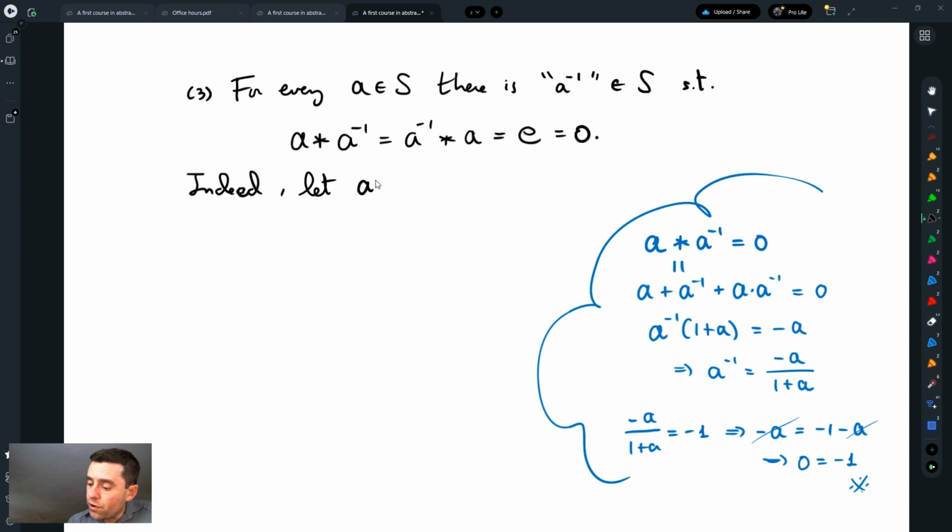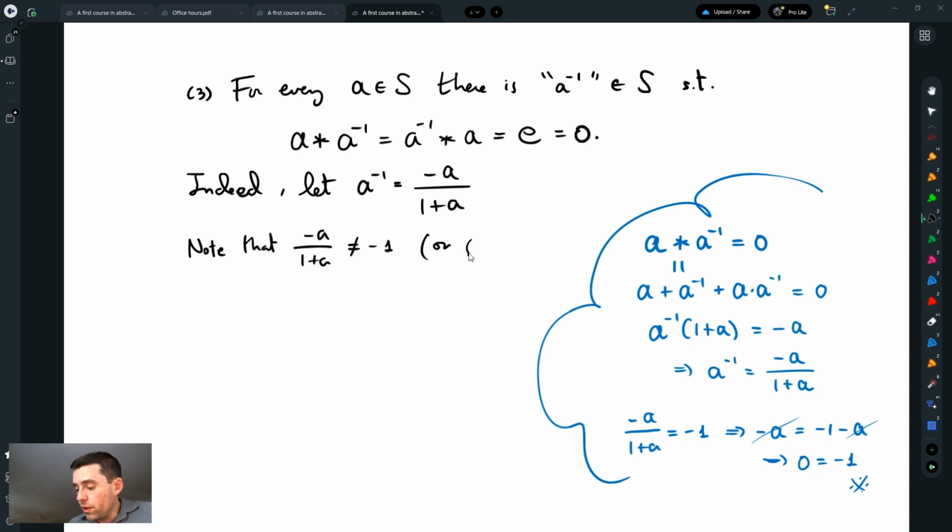Let A inverse be minus A over 1 plus A, and note that minus A over 1 plus A is not minus 1, or 0 is minus 1, which would be a contradiction, so that's not happening. So it is not minus 1, so minus A over 1 plus A is an element of S. And let's check that it works as a multiplicative inverse.